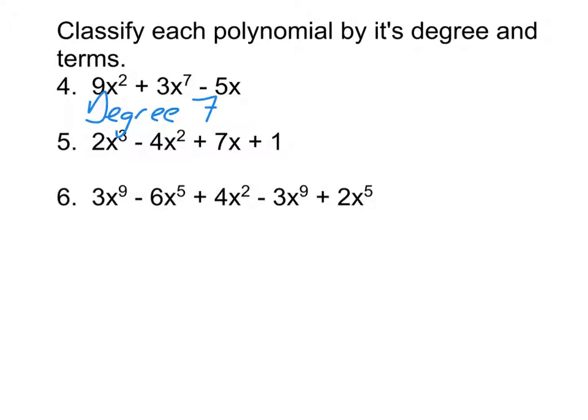So this will be a degree 7, and then classify it by its number of terms. How many terms are there in number 4? 3. I see 3. Yep. So that will be a degree 7 trinomial for number 4.